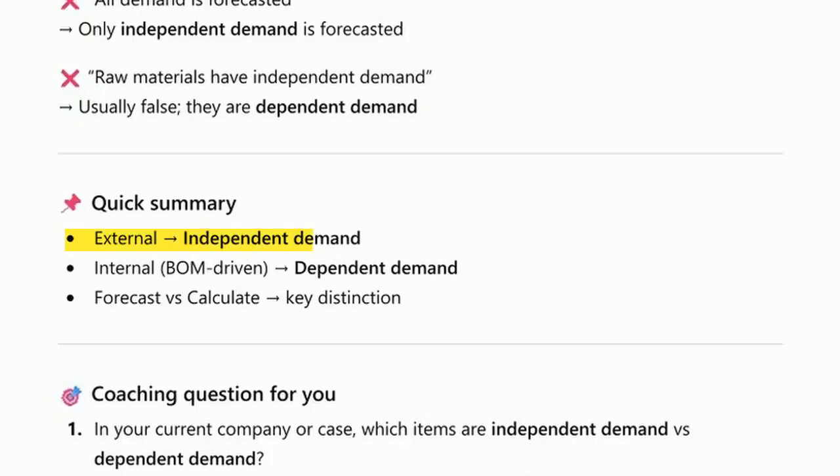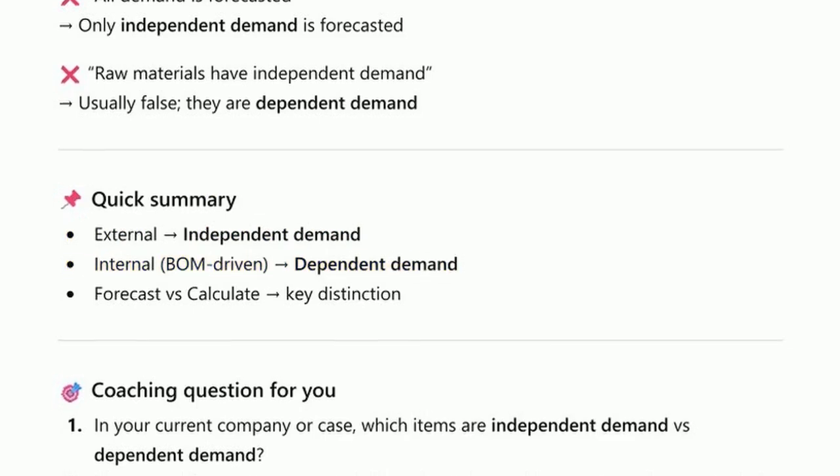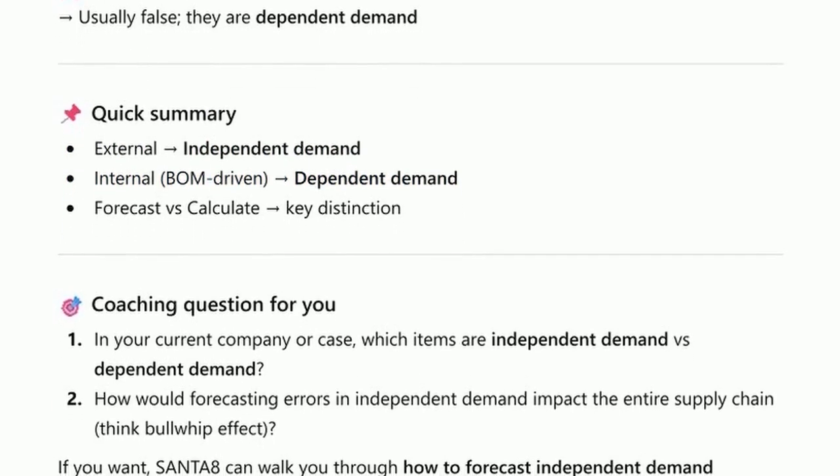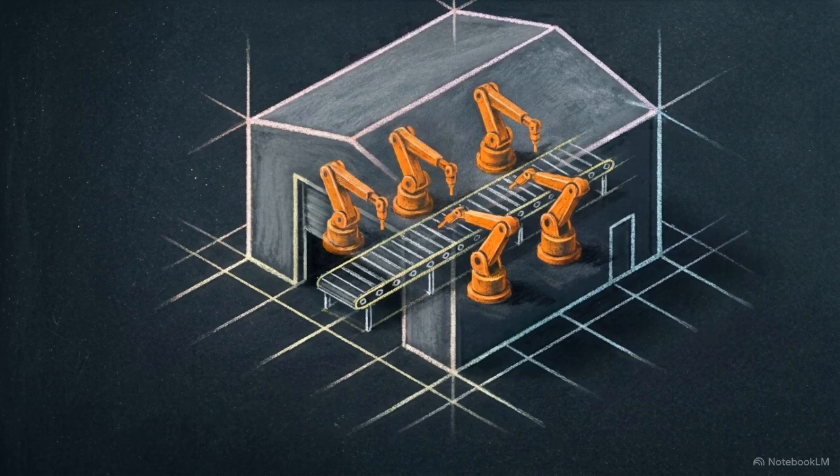First, look at the spatial origin. External triggers indicate independent demand. Internal, BOM-driven triggers indicate dependent demand. Second, look at the required action. The ultimate distinction is whether you must forecast the item or calculate it. Internalizing this heuristic provides the foundation for modern production scheduling.